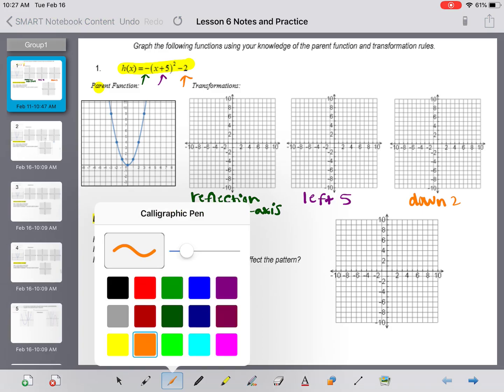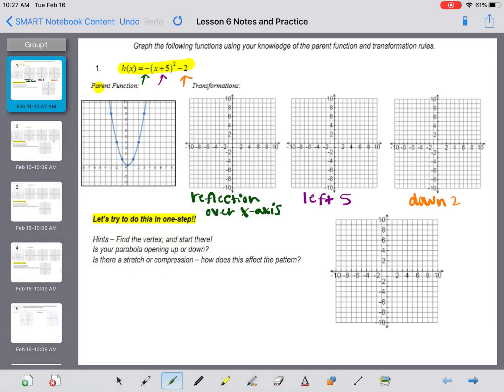So we have our first transformation, which is a reflection over the x-axis. So when we reflect over the x-axis, the parent function, the vertex stays the same. But instead of counting up, we count down. So we're going to use that counting pattern. We go down 1, right 1, down 3, right 1, down 1, left 1, down 3, left 1. And there is the parent function reflected over the x-axis.